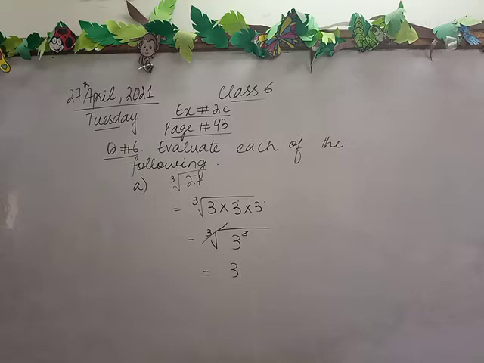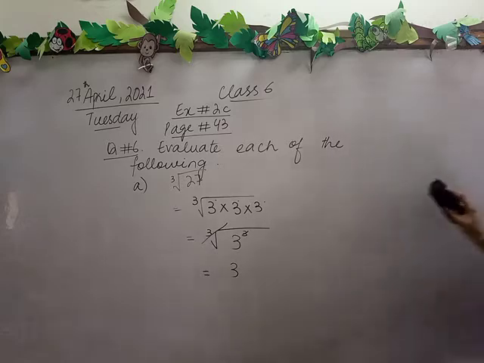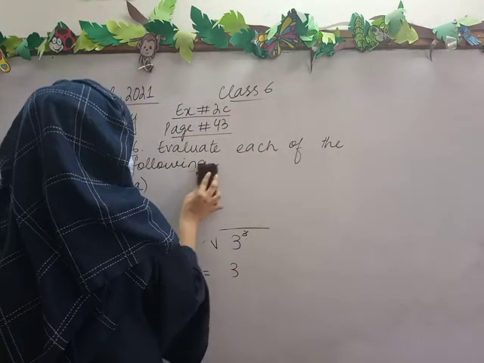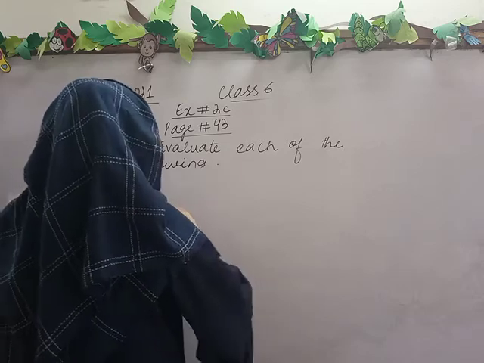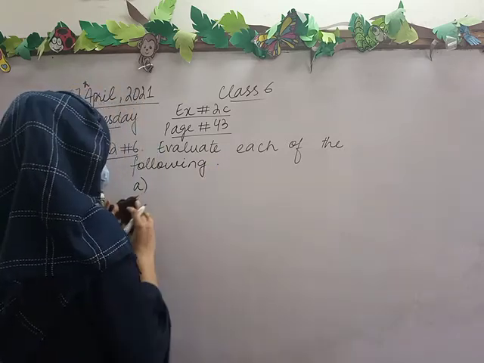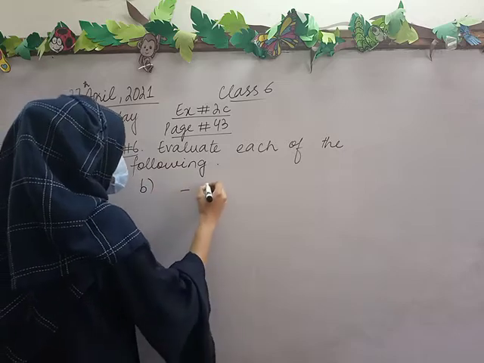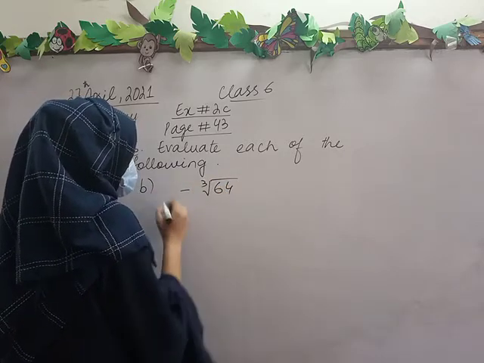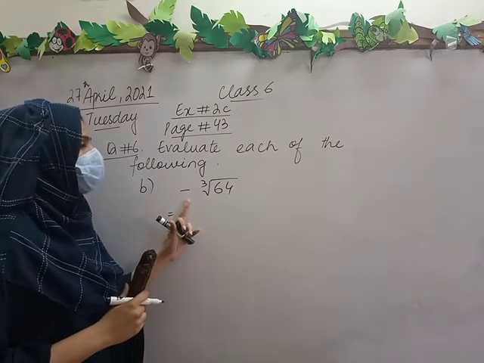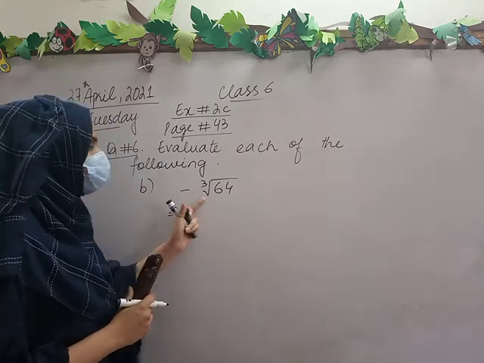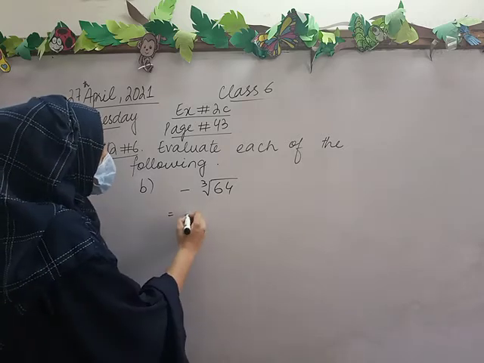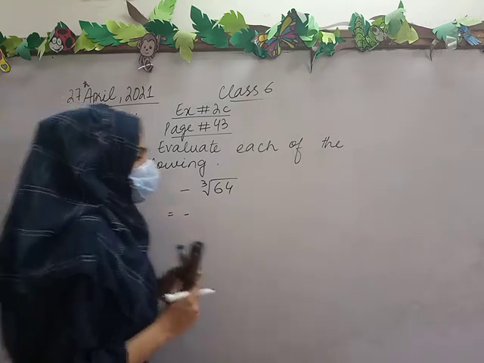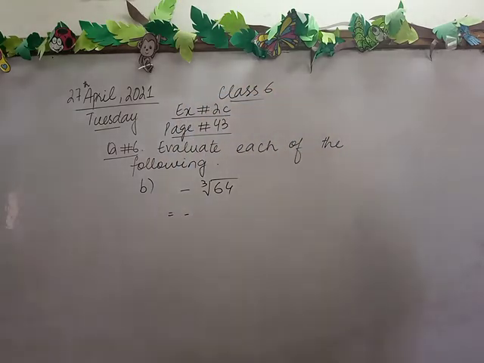Now I have B part, which is minus cube root 64. Minus cube root 64. Okay. If you look class, there is a negative sign which is outside the cube root. Now it is outside, so we will write it as it is. Fine. Now for cube root we have to find perfect cubes. We need perfect cubes for cube root.